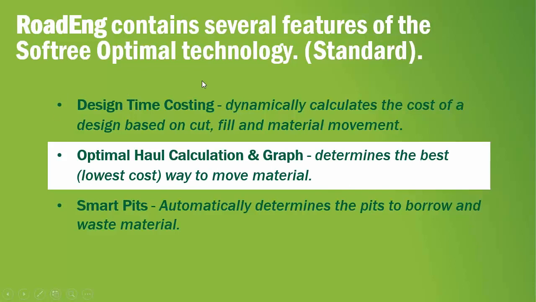We also include design time costing and smart pits. With the current RoadEng software, you don't have to pay extra for Softree Optimal to get these features. So all three of these features come with RoadEng out of the box. If you want to actually do vertical alignment optimization, then you would pay extra and get the Softree Optimal license.